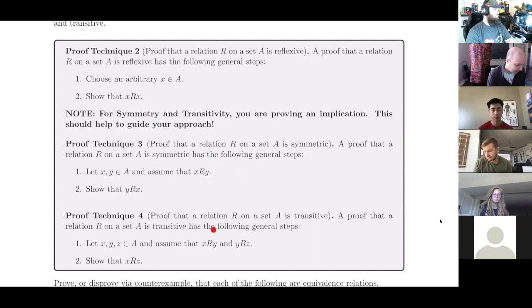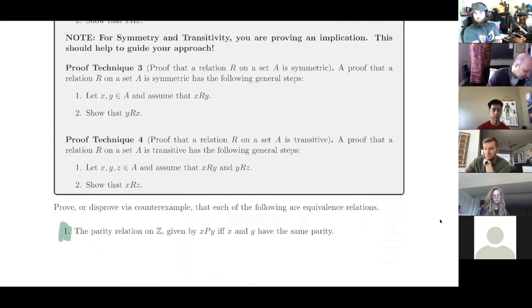Symmetric and transitive, these are implications, so they're if-then statements. So we can prove them directly, contrapositive, contradiction. But if we do them directly, then we can assume that x is related to y, and then we want to show that y is related to x. And over here, the assumption is two things, and then we would want to show that conclusion over there. So I want to start today by practicing these proof techniques of trying to prove that something is an equivalence relation.